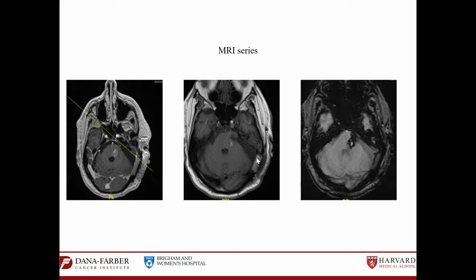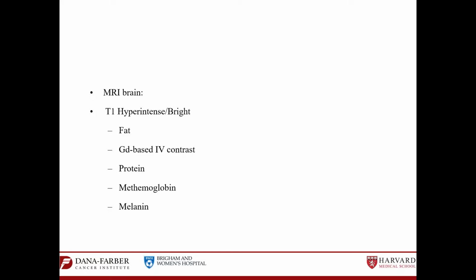So that's how to look at the different MRI sequences for brain metastasis. As we said, what is bright on T1 post-contrast could be the mets itself, or anything that takes up contrast, protein, hemoglobin and melanin. All of those can be bright on T1 post-contrast, so we have to take care about what we are looking at.